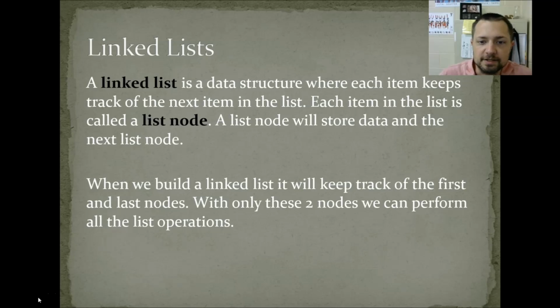When we build a linked list, it will keep track of the first node and last node. With only these two nodes, we can perform all the list operations. And when we get to the example section, this will become more clear on what this means and how this stuff actually works.